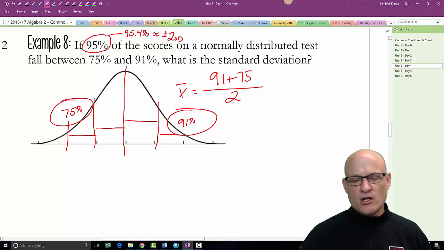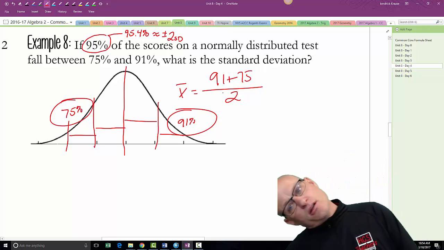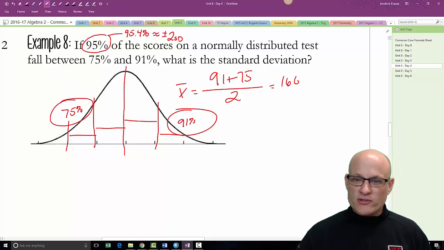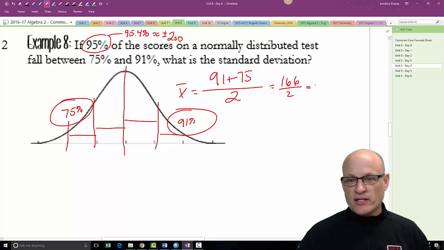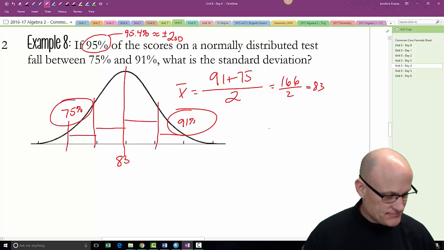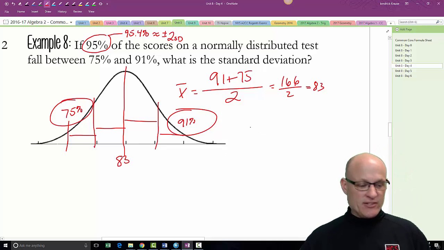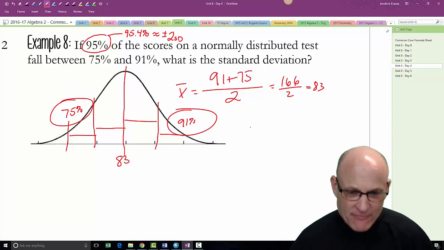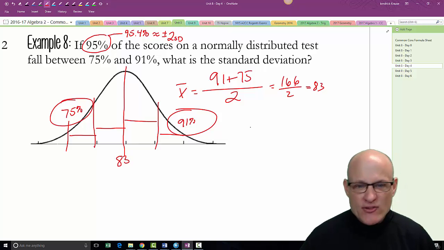Let's see, that's 166. So 166 divided by 2 is 83. So 83 is the mean. That's the easy part. Got 83. Now, how would I find the standard deviation?